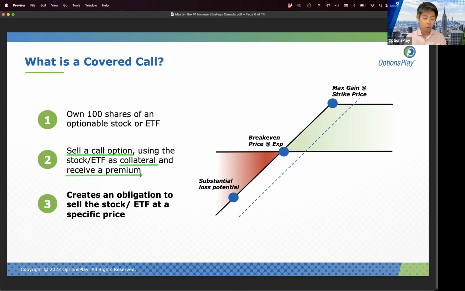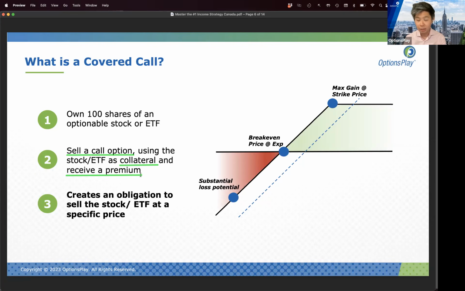Now, if you don't understand option contracts and you're just learning about call options and what it means to buy or sell, we are going to be doing education. You can actually find some of our education on buying versus selling options to learn more about the concept of selling a call option.